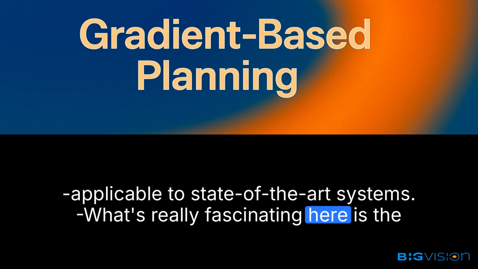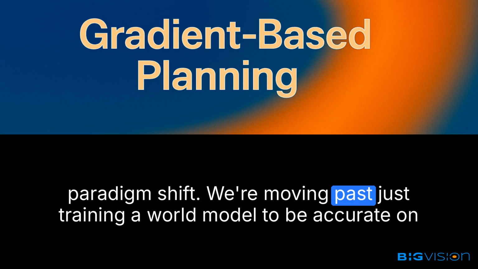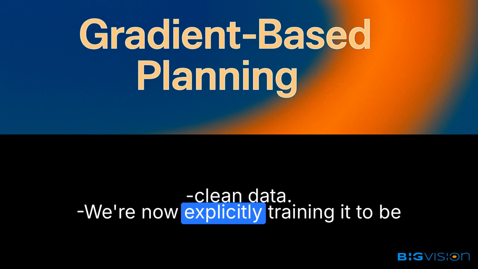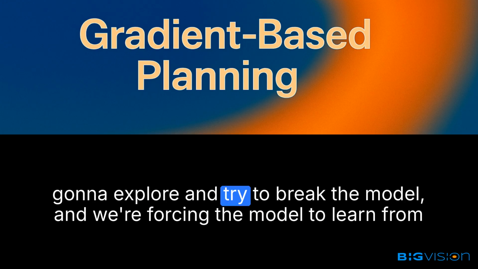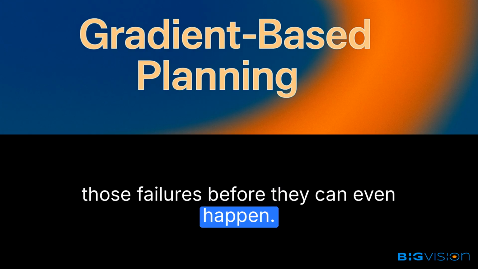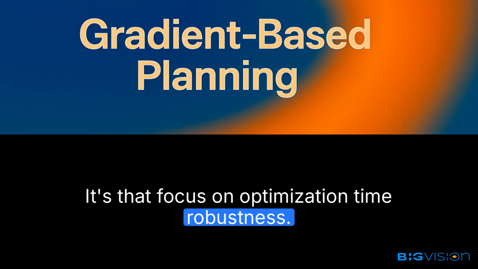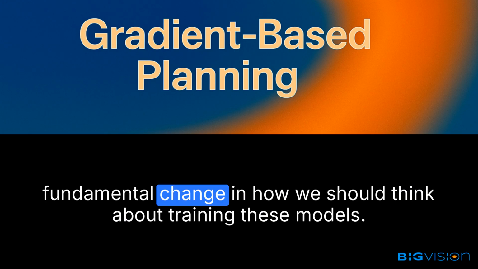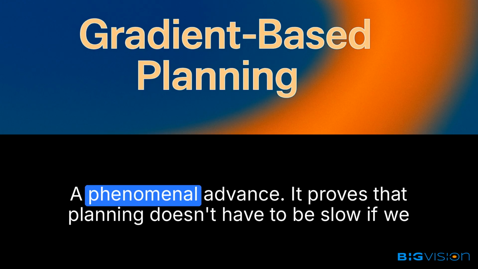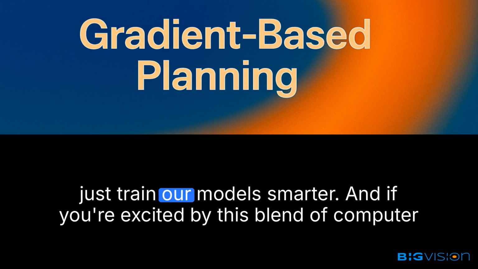What's really fascinating here is the paradigm shift. We're moving past just training a world model to be accurate on clean data. We're now explicitly training it to be robust during the actual optimization. We're anticipating that the planner is going to explore and try to break the model, and we're forcing the model to learn from those failures before they can even happen. It's that focus on optimization-time robustness that unlocks the speed and reliability of gradient-based planning. It's a fundamental change in how we should think about training these models. A phenomenal advance. It proves that planning doesn't have to be slow if we just train our models smarter.